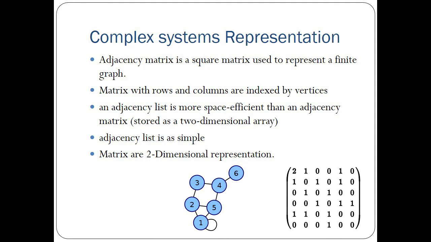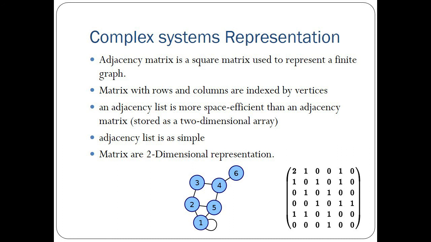So the adjacency matrix is actually a square matrix that is used for finite graph representation. The rows and columns are indexed by the vertices. Means if there is a connection, then the row and column will represent that connection. Then the adjacency list is more space effective than the adjacency matrix.